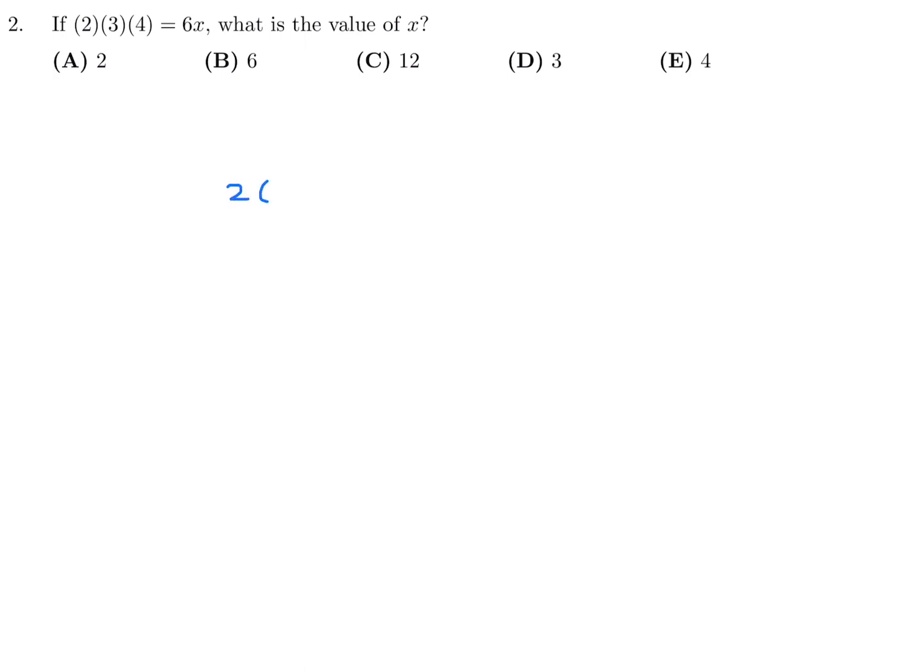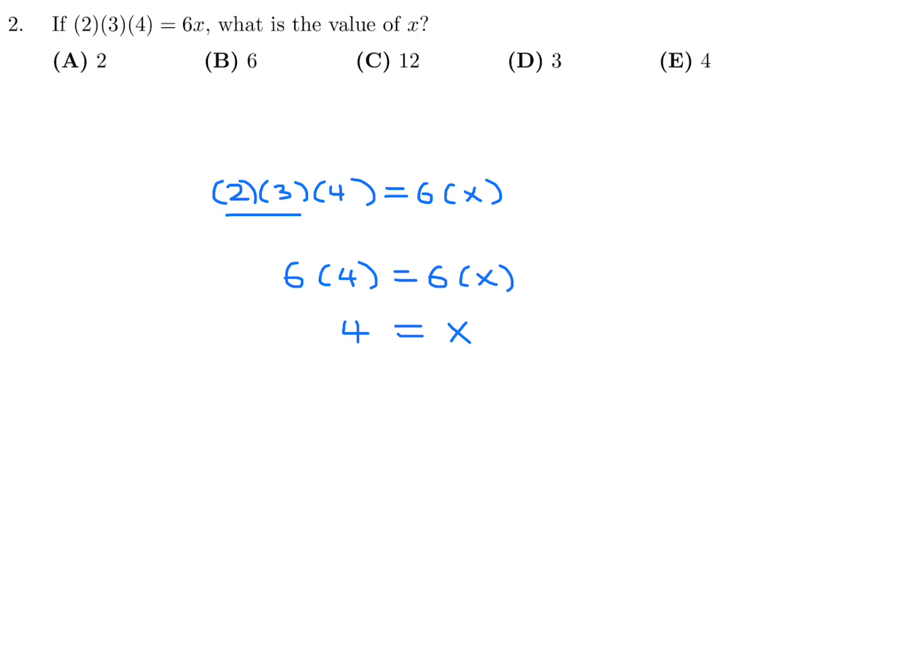If 2 times 3 times 4 is equal to 6 times x, what is the value of x? Well, 2 times 3 is 6, so this becomes 6 times 4 is 6 times x. The 6's cancel from both sides, and all you are left with is 4 and x. So therefore, 4 is equal to x. So number 2, the answer is E.